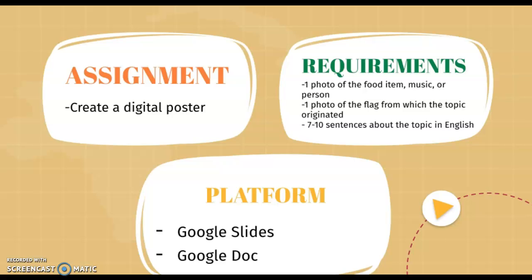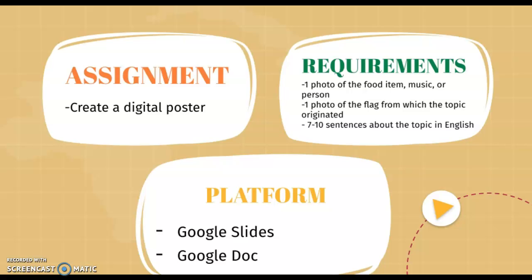For the assignment, each student will have the same assignment no matter which center they are at. Their assignment will be to create a digital poster. They could choose between either Google Slides and Google Doc to create this assignment. Some of the requirements would be that they needed to have a photo of the food, item, music, or person. They would also have a photo of the flag of that person or item, so where it originated from. The student would then have to include 7 to 10 sentences about the topic in English.